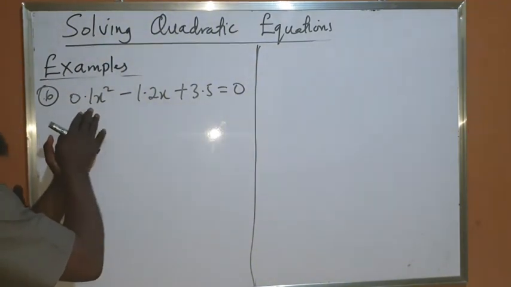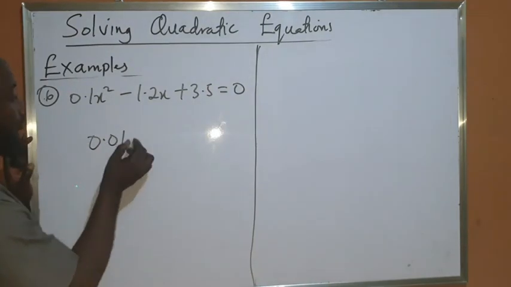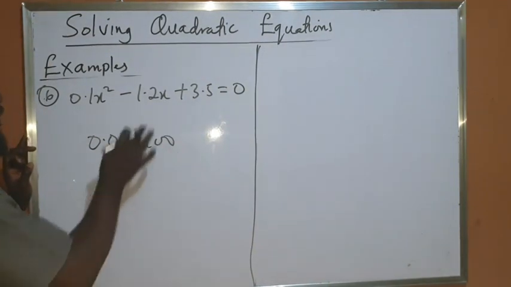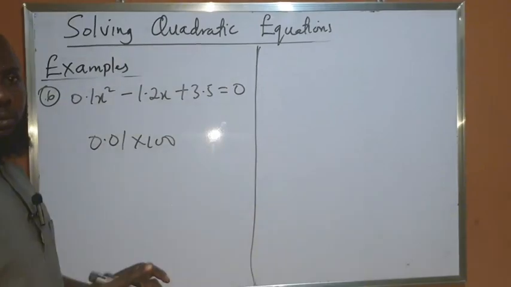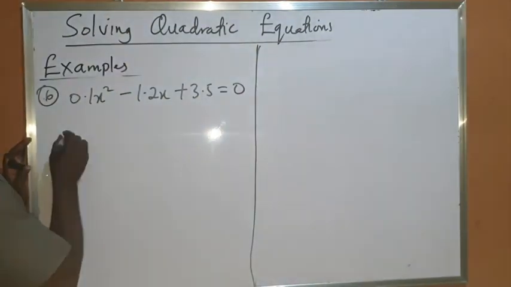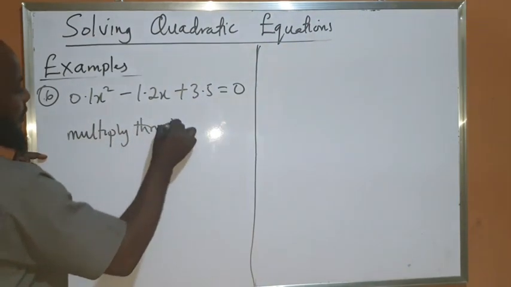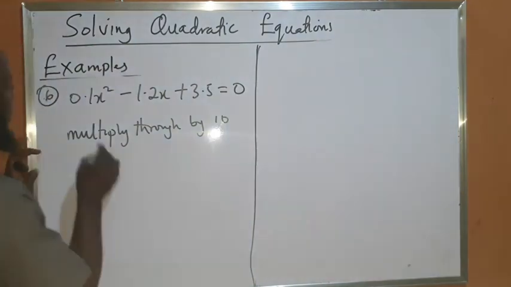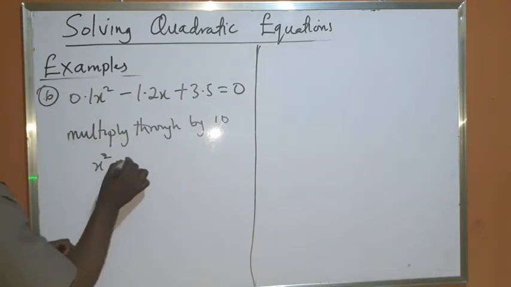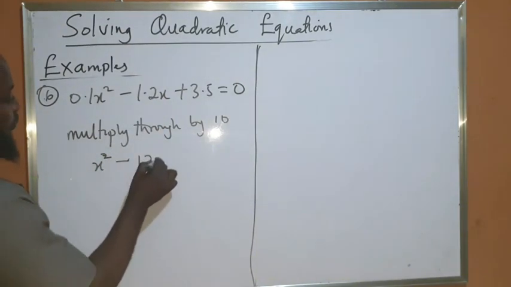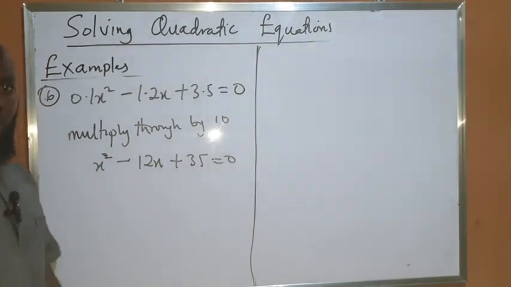So if, for example, you have 0.01 here, for you to change this one to whole number, you multiply by 100. So if this one is 1.2, you also multiply this one by 100. So you multiply through by the same value, by the same quantity. So in that case, multiply through by 10. So this will give us 1x squared, so that is x squared, right? Minus, when you multiply this one by 10, it gives us 12x. Then plus 35 equal to 0. Is this very clear?